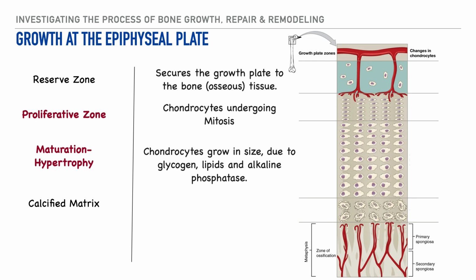And lastly, we have the calcified matrix zone. Here, most of the chondrocytes are dead and have been replaced by bone tissue. This zone helps connect the epiphyseal plate to the diaphysis. So in a nutshell, the activity of interstitial growth occurs at both the proliferative and maturation hypertrophy zones.